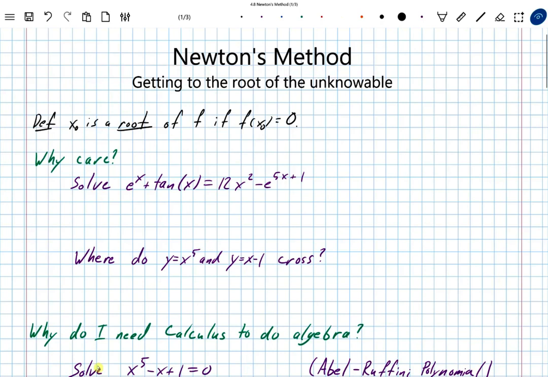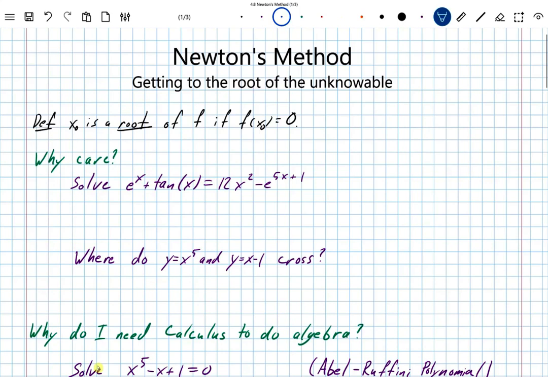To get to know what Newton's method is, we need to remind ourselves of what a root is. So x naught is a root of some function f if, when I plug in x naught, I get 0. That's it. You are probably used to finding roots of polynomials. Where is that polynomial 0? Why do we care about roots? Well, there are many reasons, but here's a good one. If I want to solve some big nasty equation like this one here, any equation, solving it, I can turn into the question of finding a root.